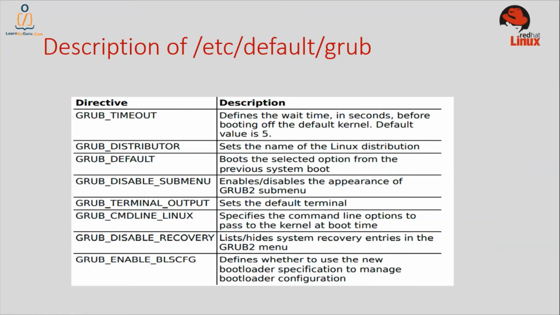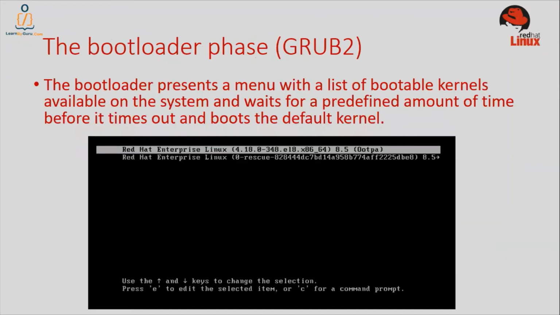So let's do an exercise, and in this exercise we will change some values and replicate them to the actual GRUB program. When we start the computer, the bootloader presents a menu with a list of the bootable kernels available on the system and waits for a predefined amount of time, which is by default 5 seconds. Before the timeout, it boots the default kernel.